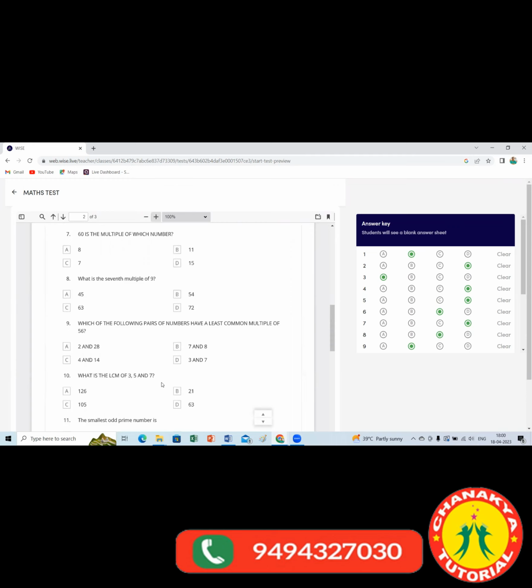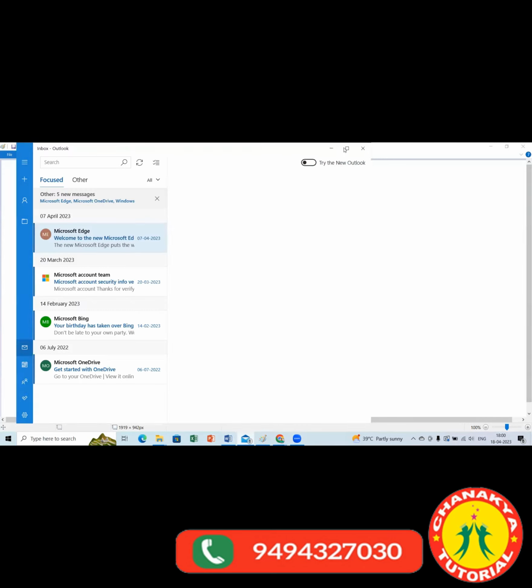What is the LCM of 3, 5? So I did not think about LCM, least common multiple, but I will let you know. Okay, 3, 5, 7. LCM of 3, 5, 7.